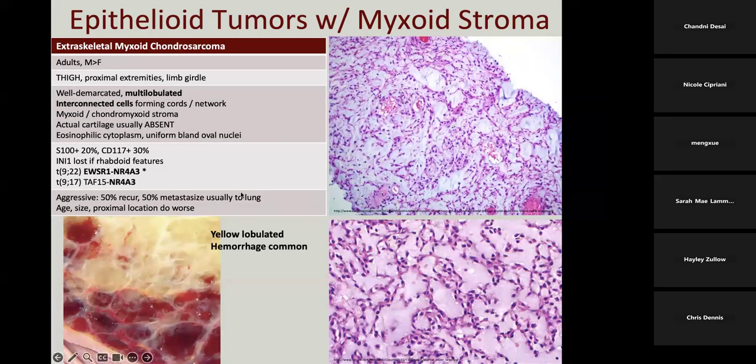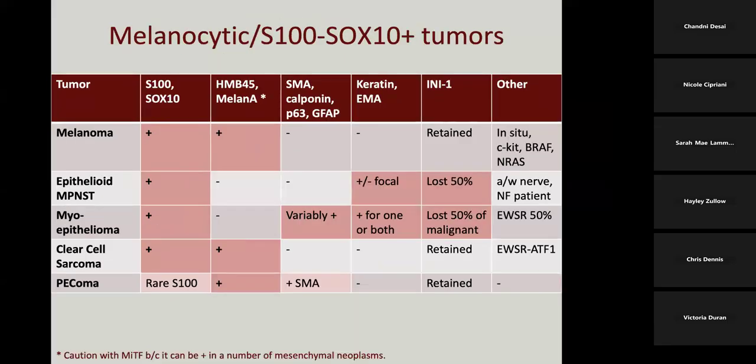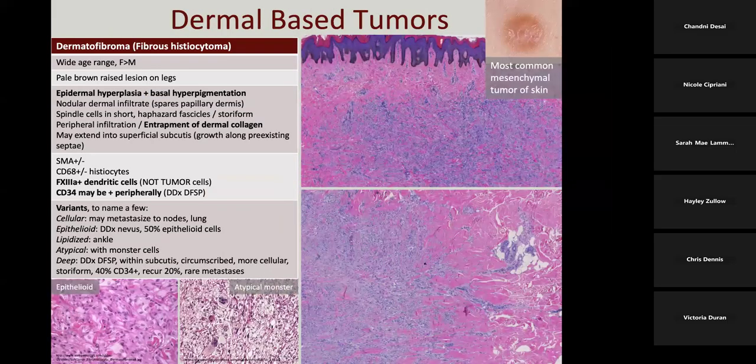And lastly, for myxoid stromal tumors is extraskeletal myxoid chondrosarcoma. This is probably the hardest to diagnose because it has no particular immunoprofile. It just has a morphology and absence of the other immunomarkers, so you'd want to confirm with NR4A3 gene rearrangement. This is generally aggressive, young patients, young adults. If you're lucky enough to see it on gross, it has this nice lobulated yellow-red appearance. Chart for your review.